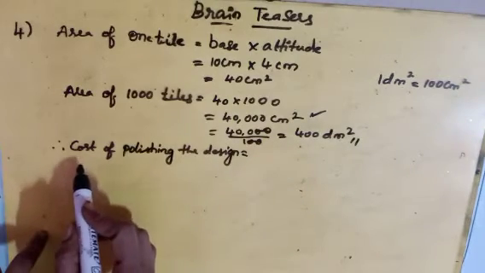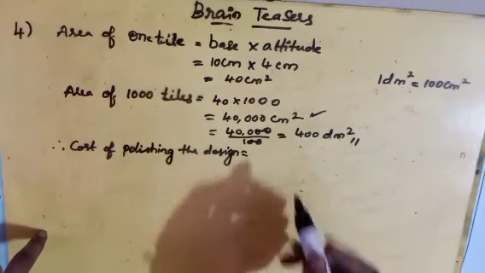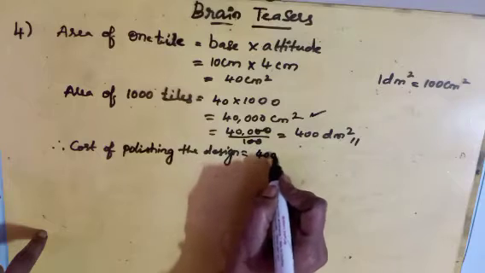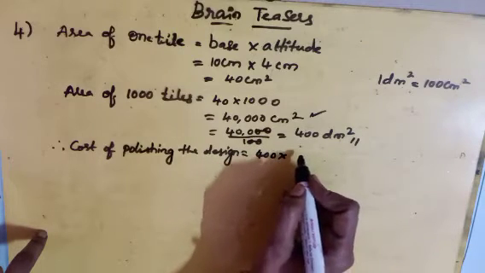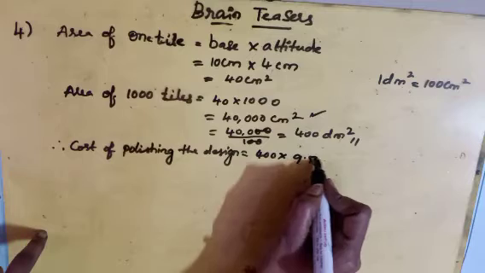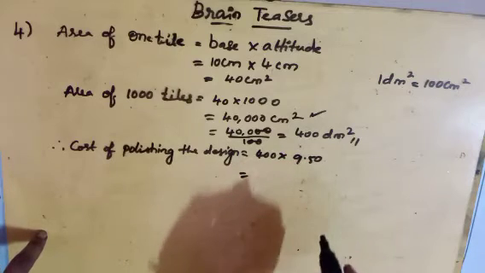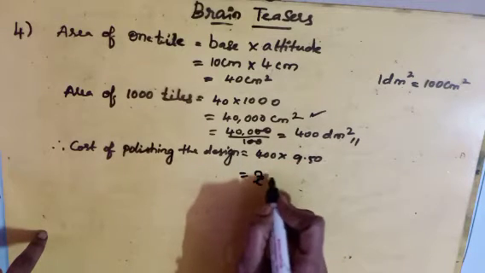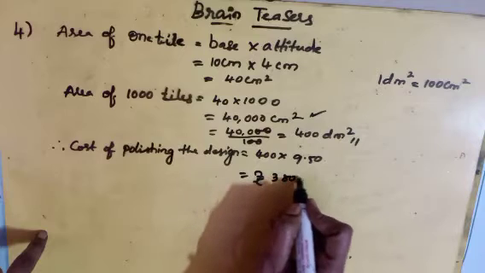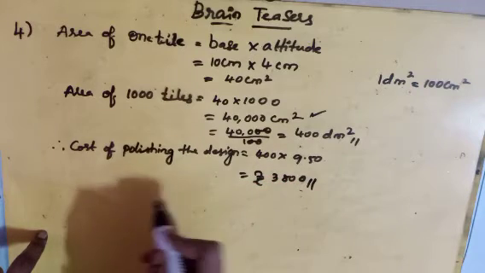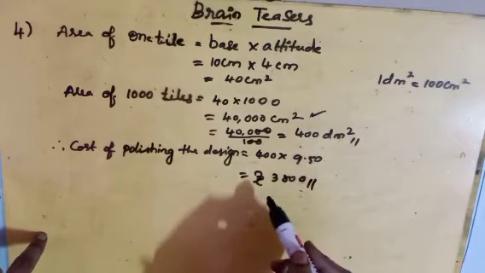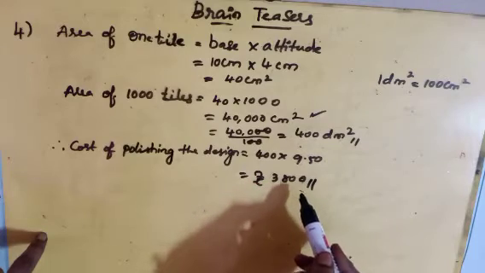Next we will find the cost of polishing the design, that is 400 into the cost they gave, 950. When you multiply, how much will we get? Rupees 3800. The cost of polishing the design is rupees 3800. Let us solve the next one.